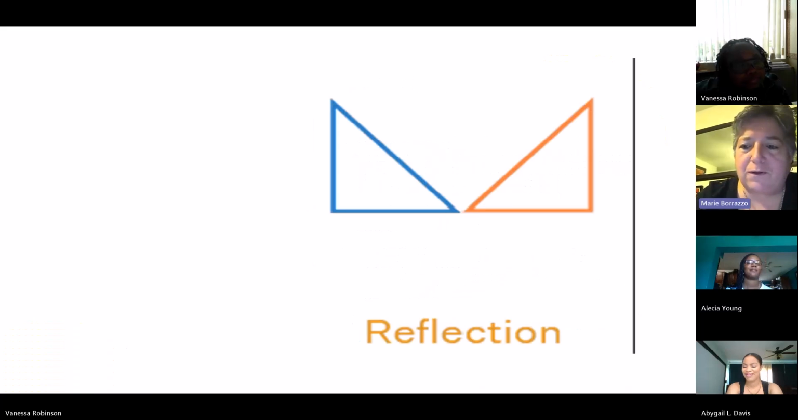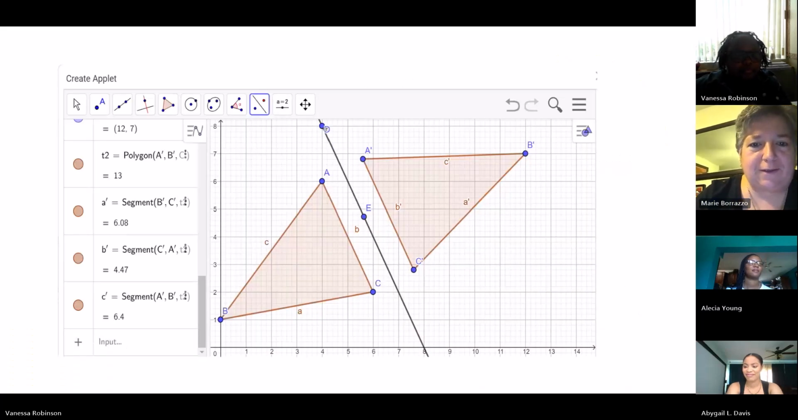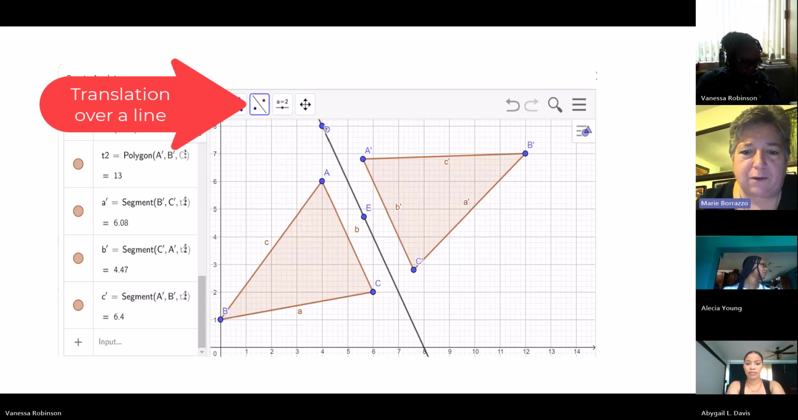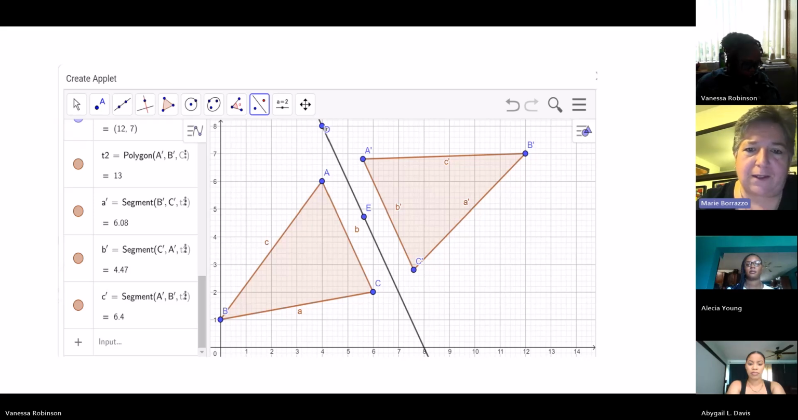The next transformation is reflection. As you can see in GeoGebra, by hitting this particular symbol, we get a reflection over a line. If you notice, I have the original ABC here, and the reflection of ABC is also on this side of the slide. It actually does it for you. The coordinates will change accordingly. And if you notice, these match: C matches to C prime, A matches to A prime, and B matches to B prime, in the same number of units.